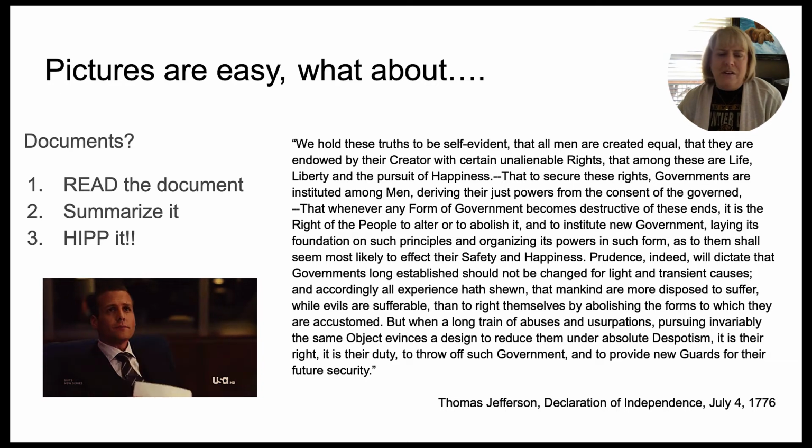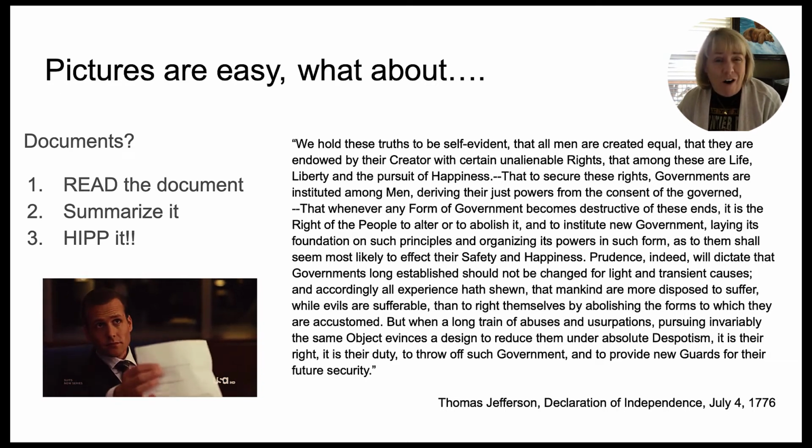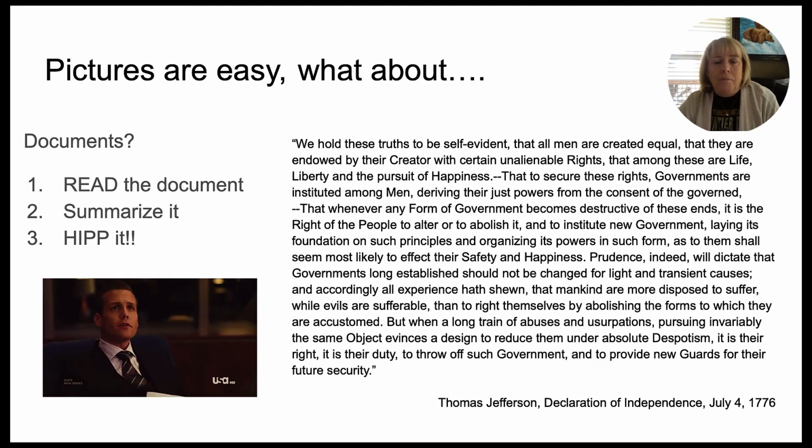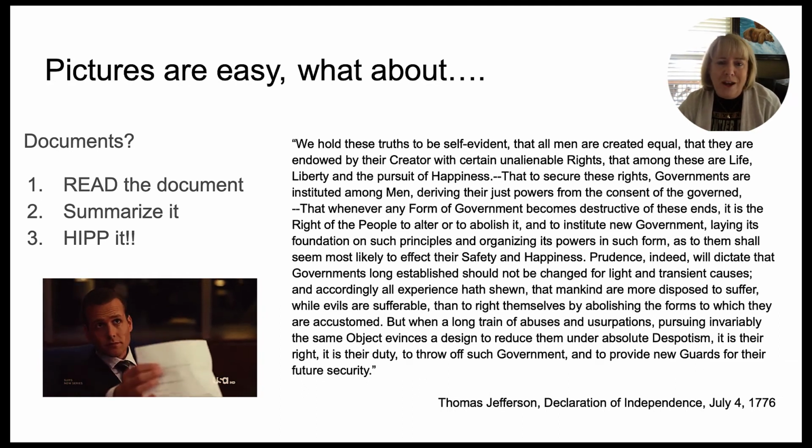And a lot of times people have a hard time reading historical documents because sometimes they are hard to read. Documents written in the 1700s, the language is more formal and it's a little bit more difficult. Here's my advice. First of all, read the document. I know, makes sense, right? Because then if you can summarize it and you understand basically what it's saying, then you can go back and HIPP it.